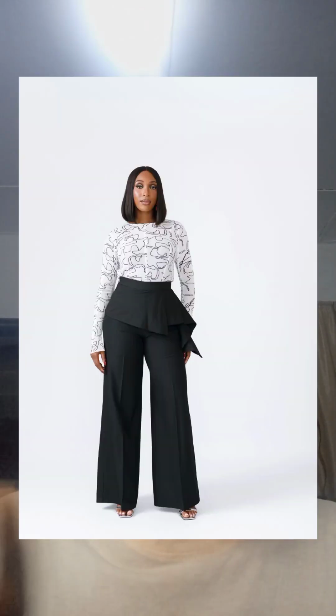And again, if it is trouser, like I said, is it peplum? Sorry, there's a peplum trouser. Yes, there's a peplum trouser. There is palazzo. There's straight leg. There are different trousers. So know the style first, and secondly, the measurement of the client.